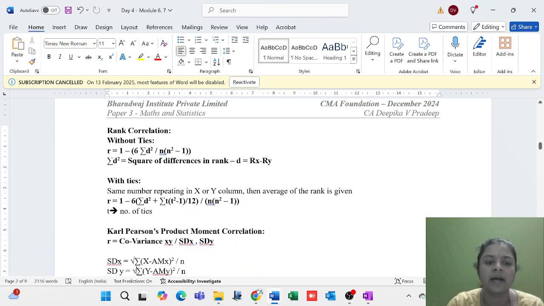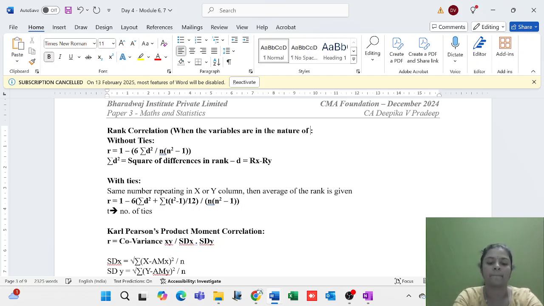The next one, rank correlation. Here we are going to rank the variables, and remember, rank correlation is going to be useful when the variables are in the nature of qualitative data, or if they are attributes or behavior patterns. So for all these, rank correlation is going to be useful.